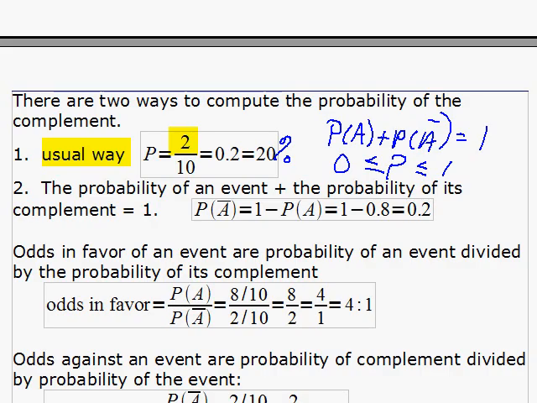So the reason that P(A) plus P(A complement) is 1 is because all the outcomes, all the events of the experiment, are covered in A and its complement. So the probability of that is 1. Using that, you can rearrange this equation and find that the probability of the complement of A is 1 minus the probability of A itself. Well, A itself was 0.8. We can subtract that from 1 and get 0.2, which is the same answer we got.